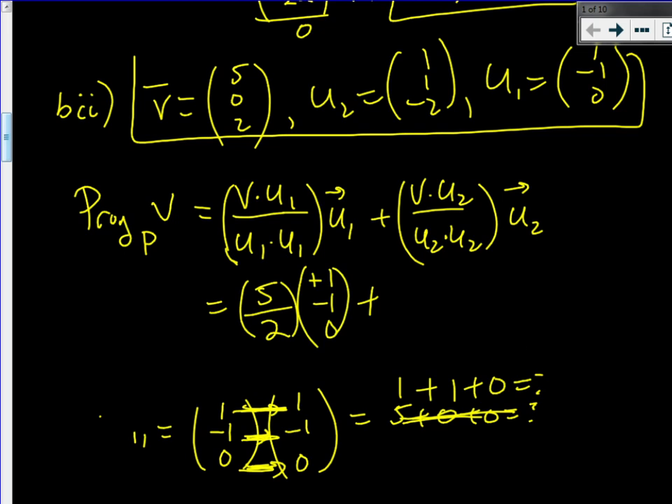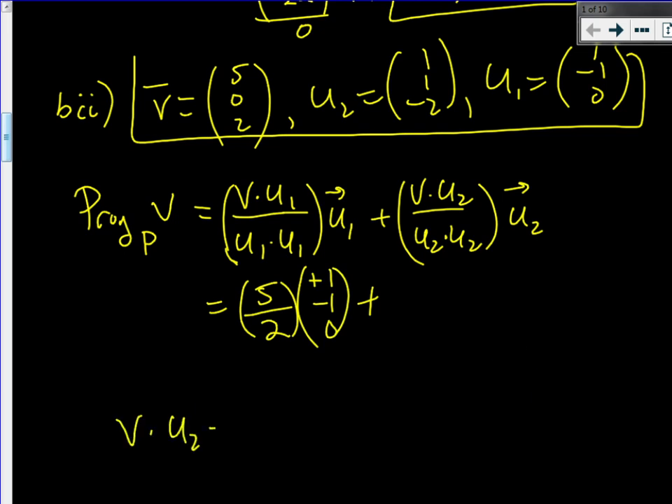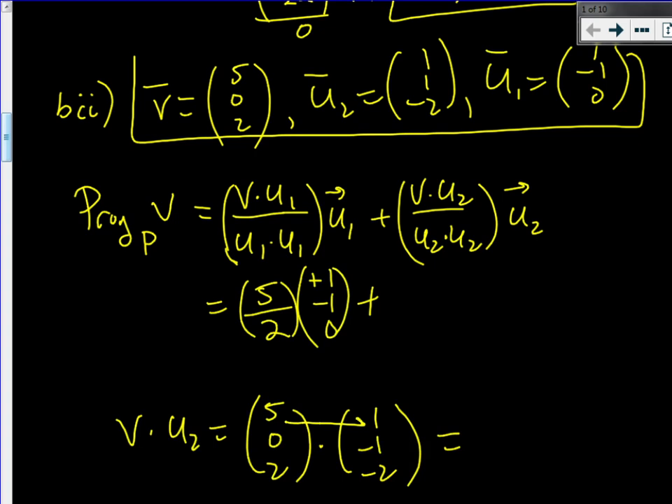Now we're going to compute V dot U2. V is still 5, 0, 2, and U2 is 1, negative 1, negative 2. Multiply, get 5. Multiply, get 0. Multiply, get negative 4. You add those up, you get 1. So the numerator is 1. And now what we want to do is U2 dotted with U2. And U2 is 1, 1, negative 2. So there might be a problem there, but let us compute V dot U2 again, please.